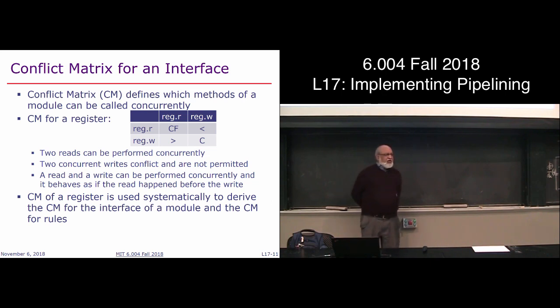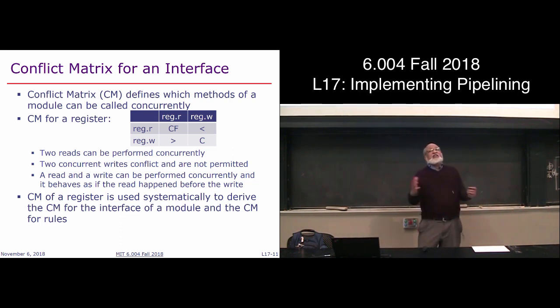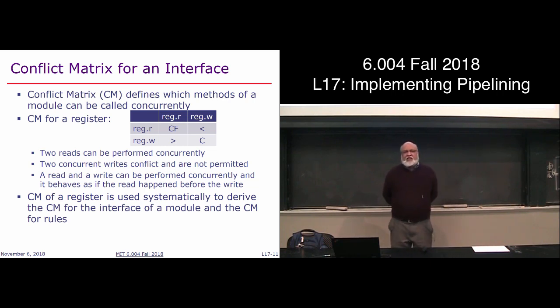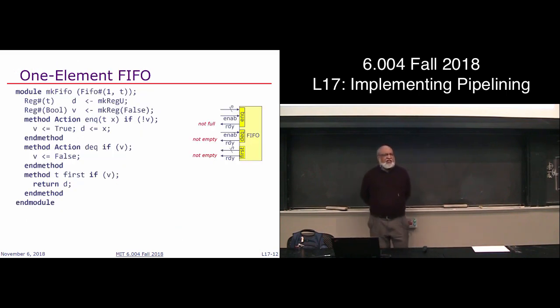So the most important thing here is the conflict matrix for registers, used systematically to derive the conflict matrix of all interfaces. That's the work the Bluespec compiler is doing for you. It starts bottom up and keeps applying this rule, and it can figure out the conflict between any two methods. But right now we're going to do it without the Bluespec compiler. You're going to act as a Bluespec compiler. Remember our favorite example of the one-element FIFO.